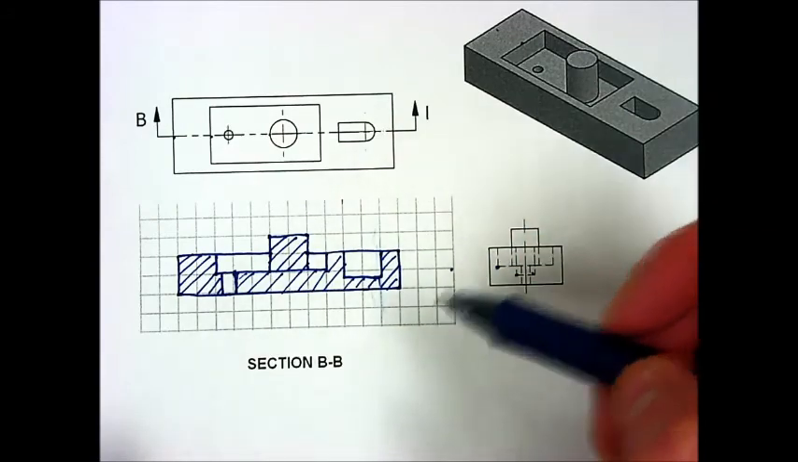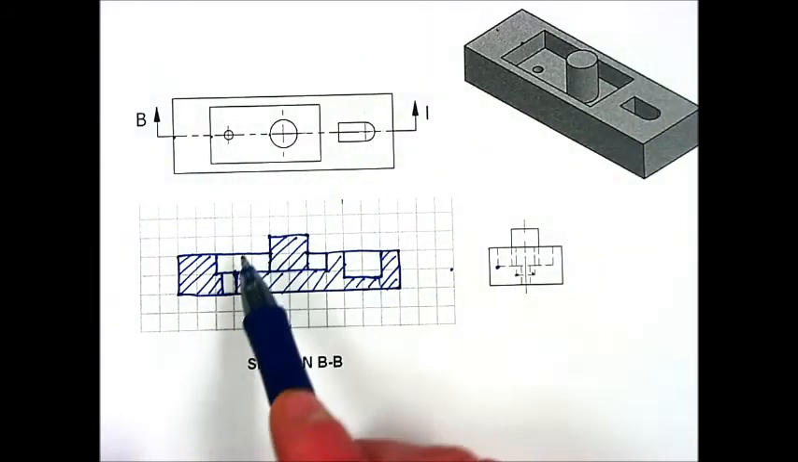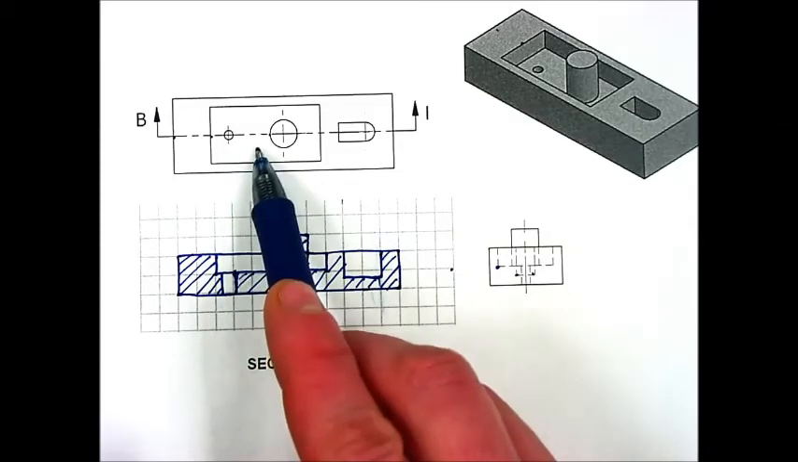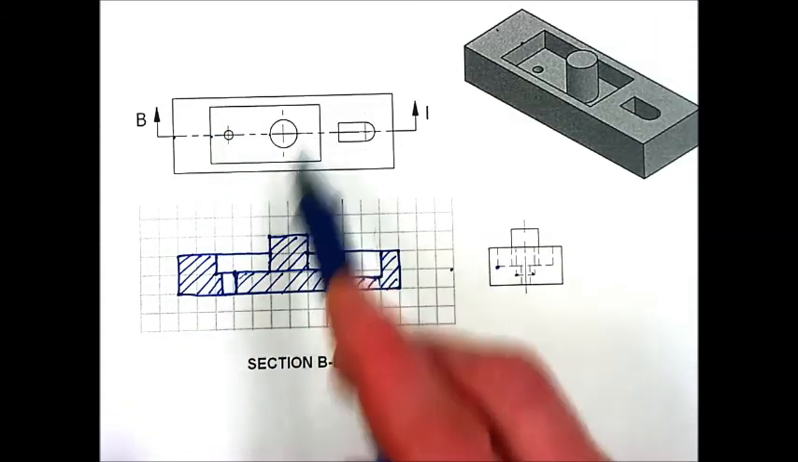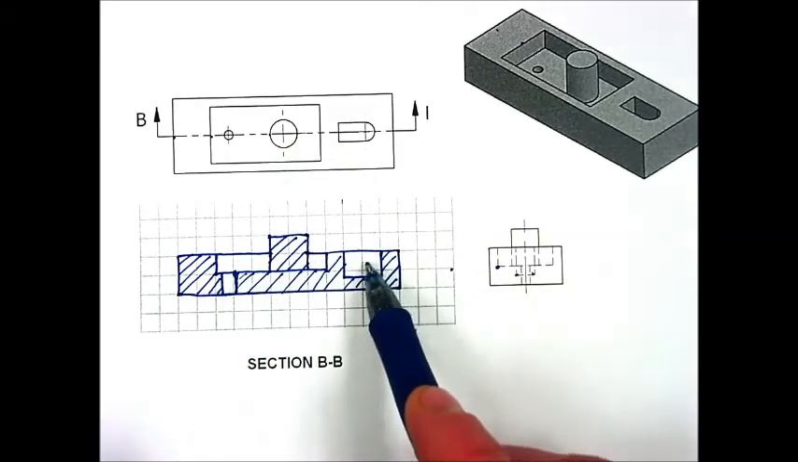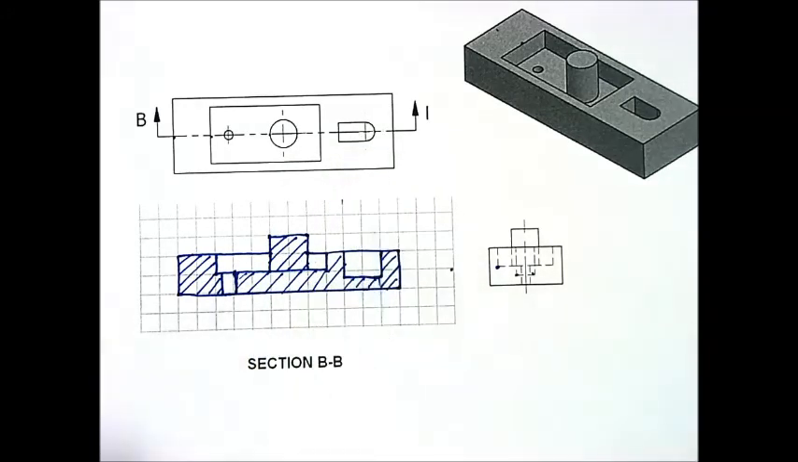And so if we look at our final drawing, we have negative space here for this part of the cutout. We have negative space here for this part. Our hole goes through, and our slot that goes down to the bottom. So that's what the sectional view would look like for this object.